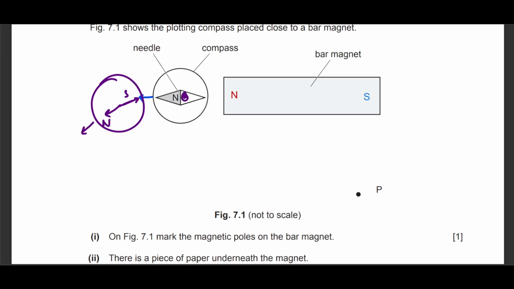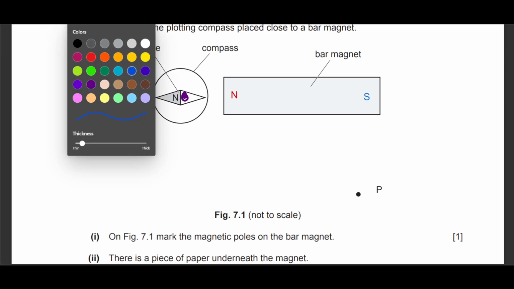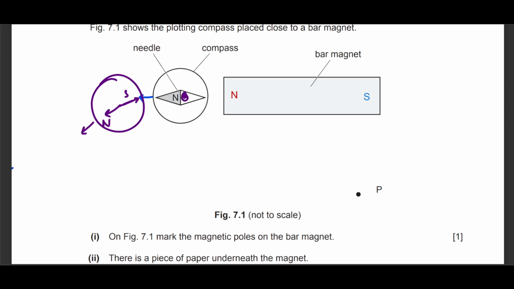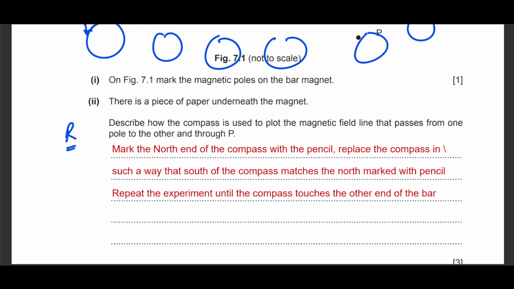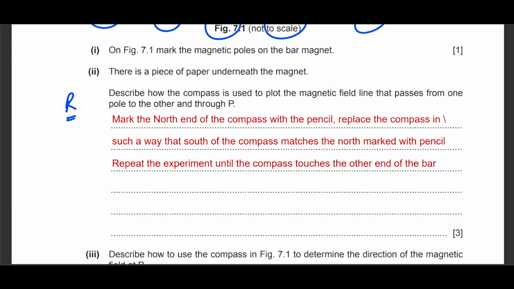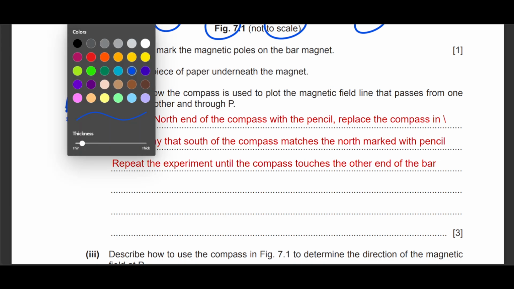Then we again make a marking over here on the outside with the lead pencil. Then we replace the compass again at this location, making sure that it is aligned: the south is aligned and the north is pointing towards a new direction. Again, we draw an arrow over here, replace the compass, and keep on doing this until we reach the other end. This is how the question goes. That's what I've written down in this statement. You can pause the video and see what we mean by each statement. You may have a different writing style. It's totally up to you.